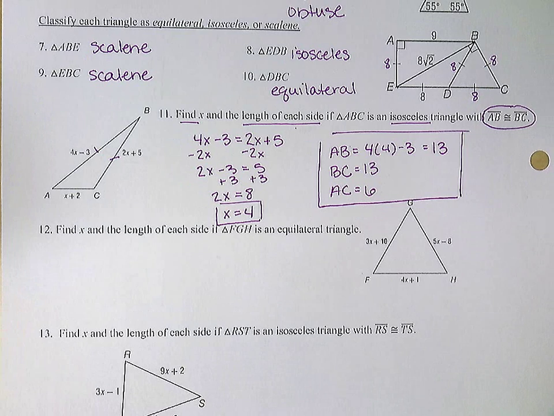Okay, questions on number 11. All right, I want you guys to do 12 and 13. Yep, you just got to find the length of each side then, too. Yeah, it's 37. Oh, yeah, okay. I didn't see that. Yep, that's right. Thank you.